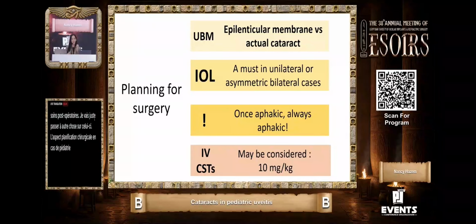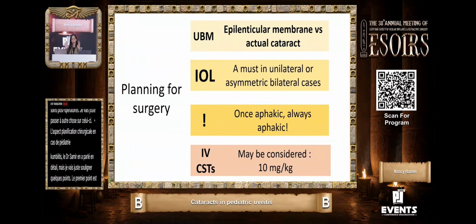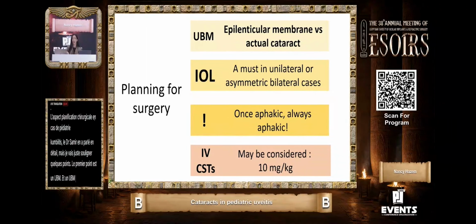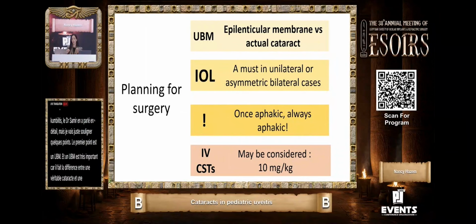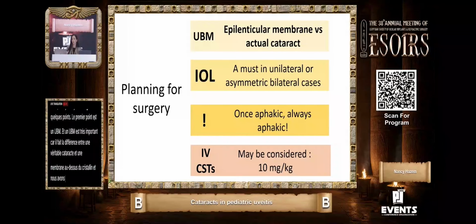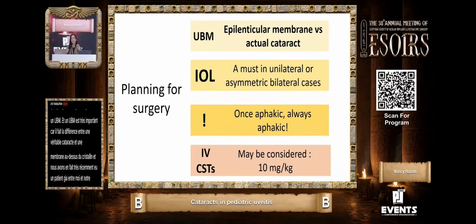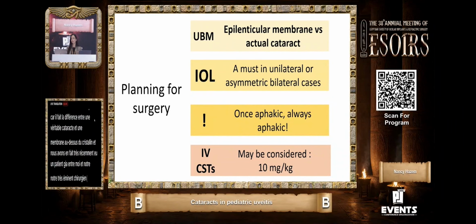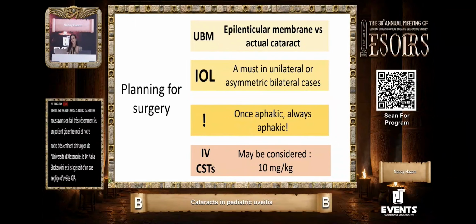The first point is a UBM. A UBM is very important because it differentiates between an actual true cataract and an epilenticular membrane on top of the lens. We very recently had a GIA patient between myself and our very eminent surgeon at Alexandria University, Dr. Nihal Shakanqiri. He was a neglected case of GIA uveitis, and after control on treatment with adalimumab, we found that he had a cataract in the right eye, but an epilenticular membrane in the left eye, so she preserved his lens in the left eye.